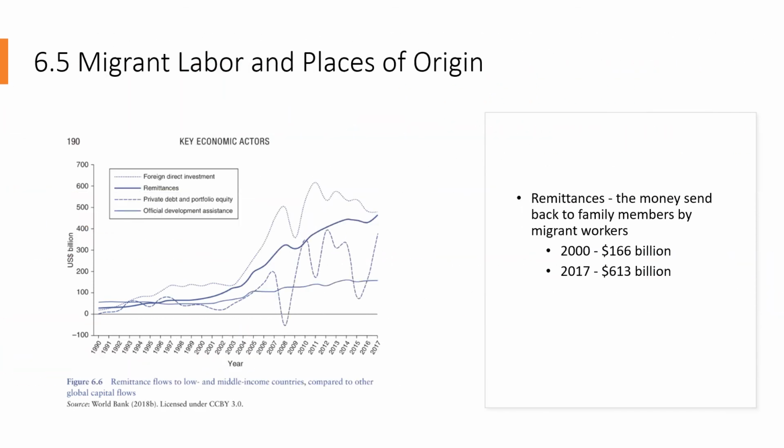Labor migration has important impacts on the places where migrants come from. The most relevant economic dimension is the money sent back to family members by migrant workers, known as remittances. In 2000, global remittance inflows to all countries amounted to $116 billion. By 2017, it had increased to $613 billion. Of that, $457 billion was flowing to low and middle income countries.